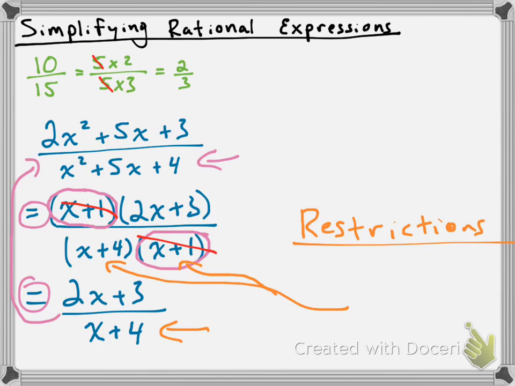I want you to notice that the denominator factored into x plus 4 times x plus 1. Now, the idea is if the denominator is equal to 0, then either one of those factors would be equal to 0. And remember, we're not allowed to have 0 in our denominator. So basically, we're not allowed to set x equal to -4 or -1, because that would make our denominator equal to 0. So we say that our restrictions for this expression are x does not equal -4 and x does not equal -1. And those are our restrictions.